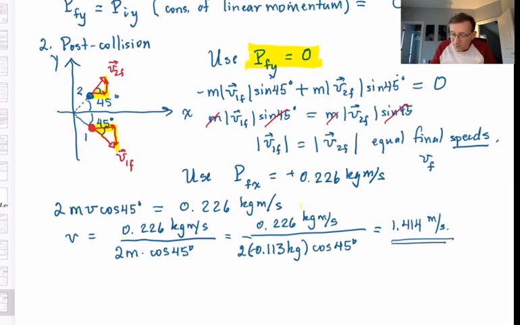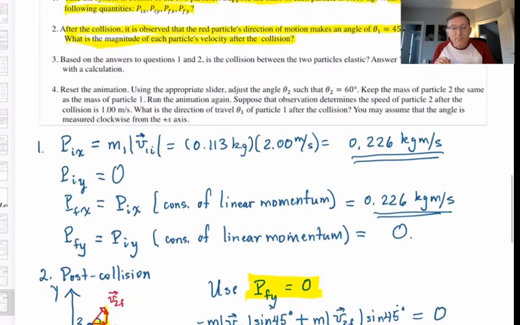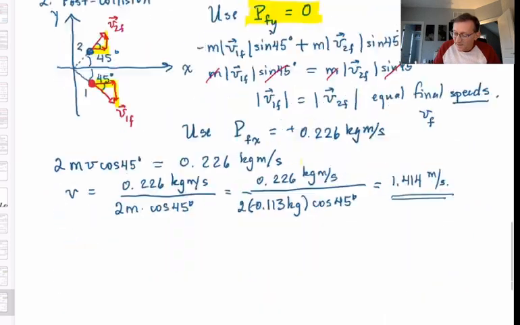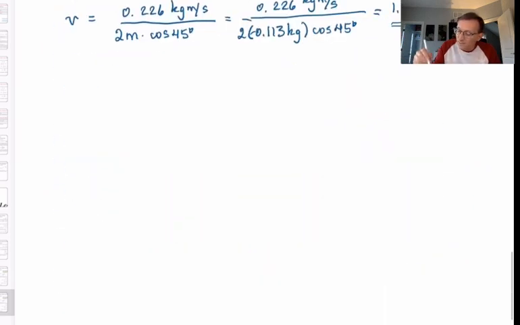Okay, let's go on to question 3. Based on the answers to questions 1 and 2, is the collision between the two particles elastic? Answer yes or no. Justify with a calculation. Yeah, you can't just take a 50-50 guess and then, if you're right, say hurrah, because that doesn't show any understanding of physics. So how are we going to determine whether the collision is elastic or not? It's not going to tell me.